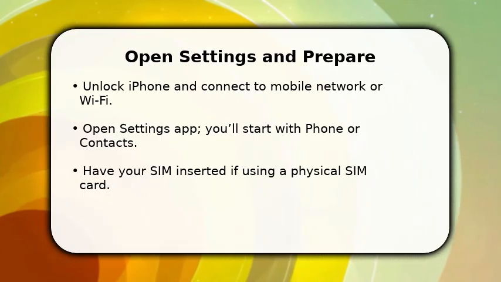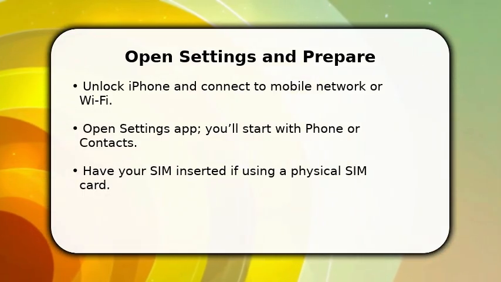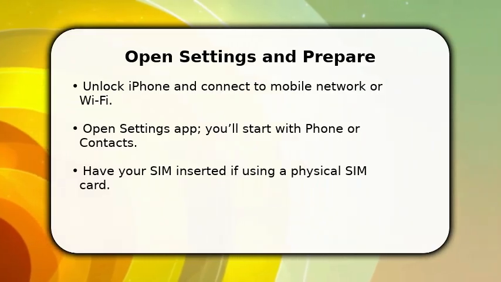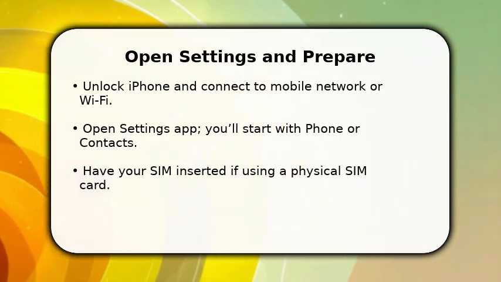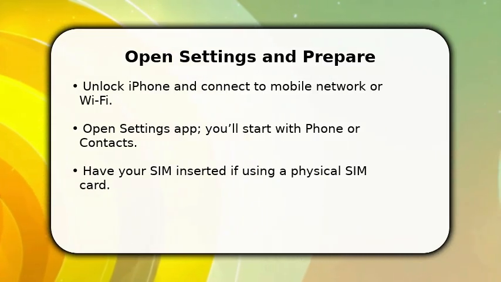You're starting now? Unlock the iPhone and make sure it has a SIM or active eSIM. Once done, open the Settings app. Tap Phone to go straight to the item that usually displays your number. Alternatively, tap Contacts and look for My Card at the top.